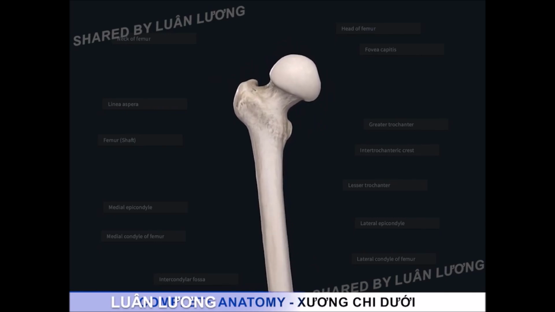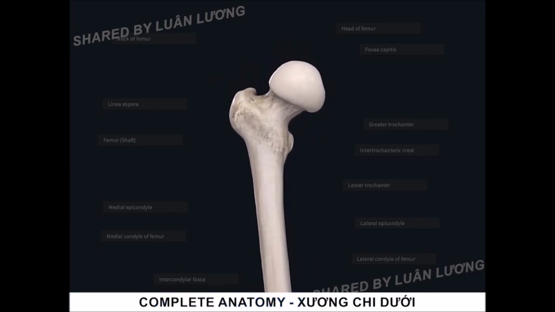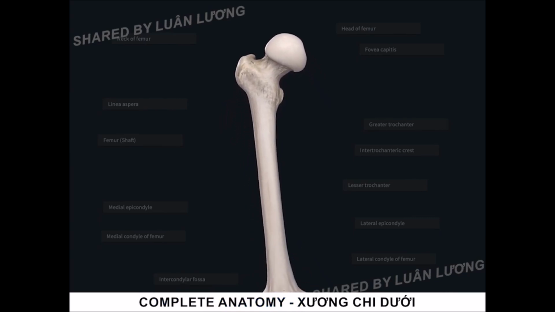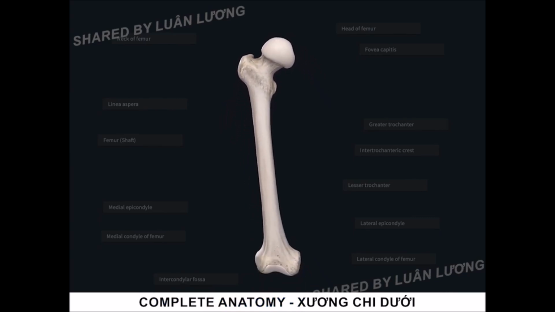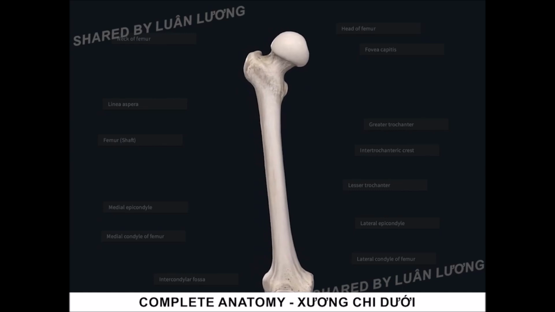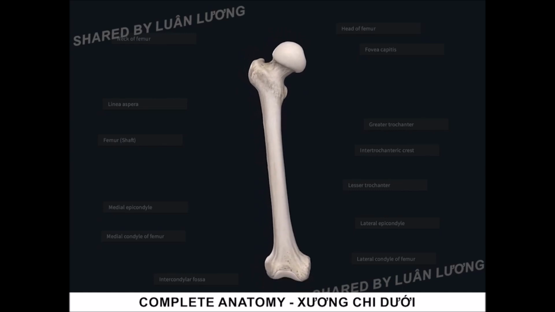Now, the key characteristics that will help us identify whether this is a right or a left femur are going to be mirror images of one another. So as I describe structures on the medial side of the bone or the lateral side of the bone, just remember this would be mirrored on the opposite lower limb. In this case, we're looking at a right femur.